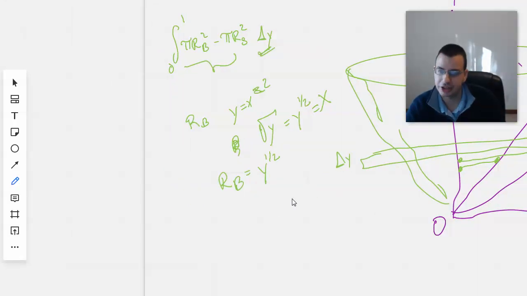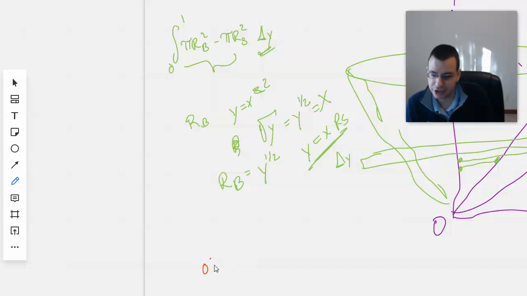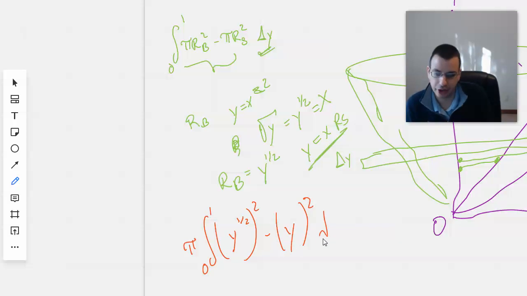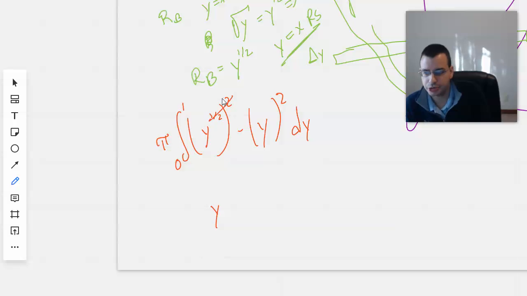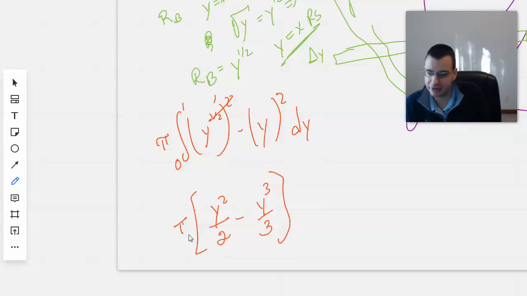Okay. So rewriting this, and then also y equals x for R small. I have 0 to 1 of pi times (y to the 1/2) squared minus (y to the 1) squared dy. And integrating with y is very similar to integrating with x. It's all just a variable. This becomes pi times y squared over 2 minus y cubed over 3, from 0 to 1.